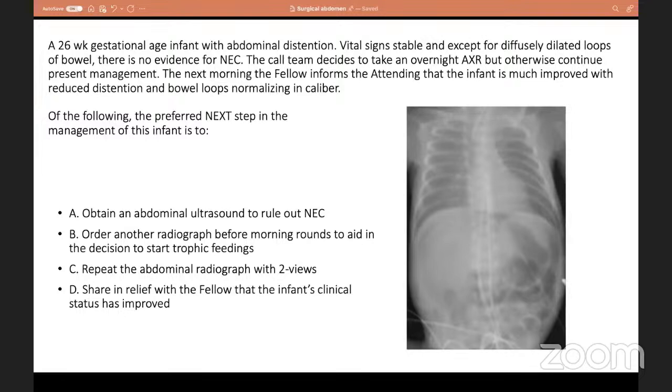Dr. Osman, Dr. Furkan. What are the findings in the X-ray? Positive findings.